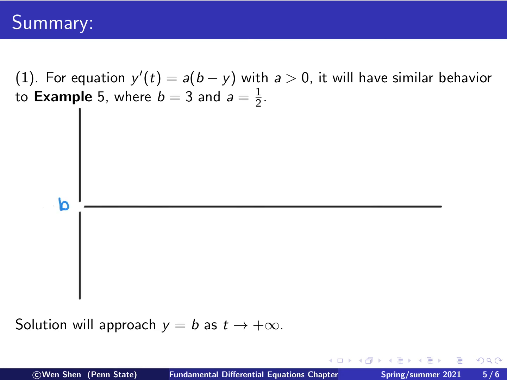So here I draw the axes y and t, and I marked the place where y equals b. From our discussion, we know when y equals b, y prime is 0, so all the arrows here will be pointing horizontally. So let me just draw a couple of them.